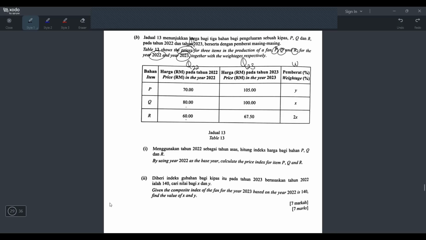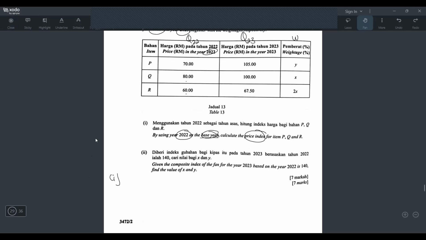All right. So let's do number one. Number one says, by using the year 2022 as the base year, calculate the price index of item PQR. What does it mean by base year? Base year means they want that year to be at the bottom. So 2022 is the year at the bottom. So I want to find the price index for PQR. So it's quite easy.